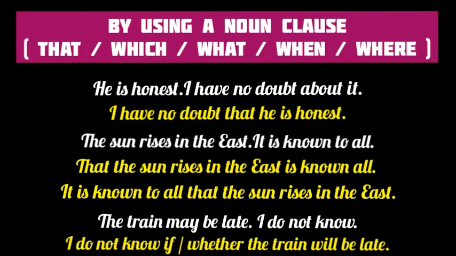The train may be late. I do not know are the two simple sentences here. They are combined into the complex sentence I do not know whether the train will be late. In this sentence, I do not know is the principal clause and whether the train will be late is the subordinate noun clause introduced by the subordinating conjunction whether. So we understand that if the fact or statement of the first simple sentence is denied or affirmed in the second simple sentence, they are combined with the help of a noun clause.